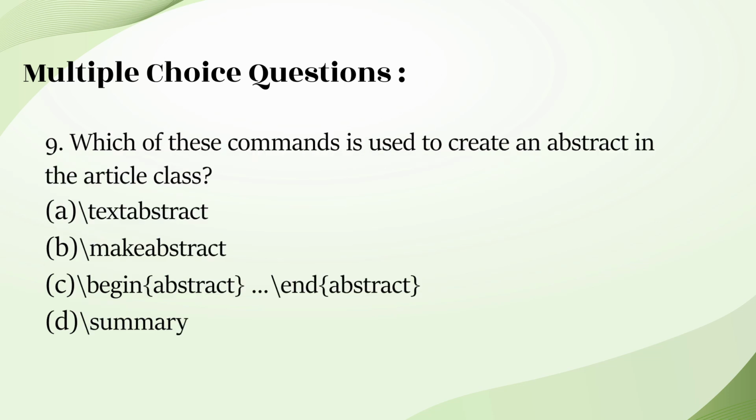Next question is, which of these commands is used to create an abstract in the article class? Option A, text abstract. Option B, make abstract command. Option C, begin abstract and end abstract environment. And option D, summary. The command used to create an abstract in the article class is begin abstract and end abstract. So the correct option is option C.